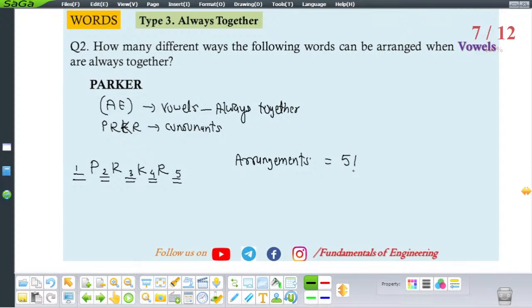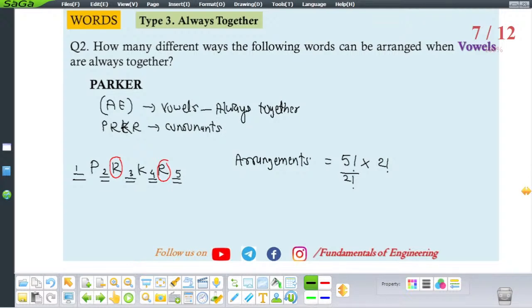The possible arrangements into how many? 2 factorial, because 2 vowels. But keep in mind here we are having repeated letters. R is repeated twice, so you can see here R 1 and 2 times. So whatever the possible arrangements we are making, there we have to divide by 2 factorial, because R is repeated twice. How many times the letters are repeated, we have to take that factorial. So 2 factorial, that we have divided.